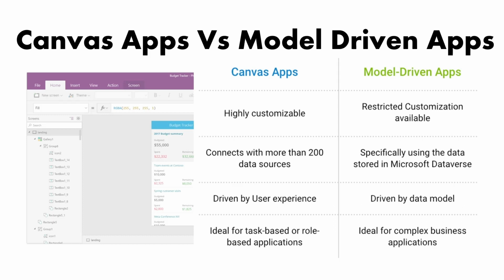Now you can run the apps on a web browser, or you can run these apps on popular mobile devices as well. The model-driven applications have multiple components, which includes your dashboards, your forms, your views, images, even charts, and your business processes that come together and they make the app easy to use. These specifically use the data stored in Microsoft Dataverse, and it's ideal for complex business applications. So you can build more complex business applications compared to the Canvas applications.